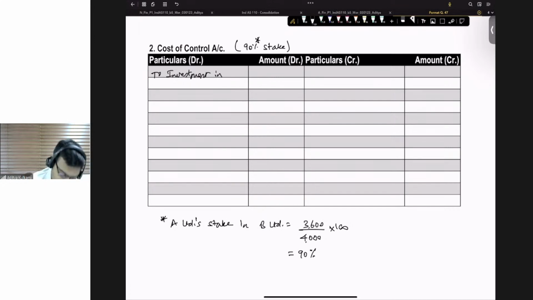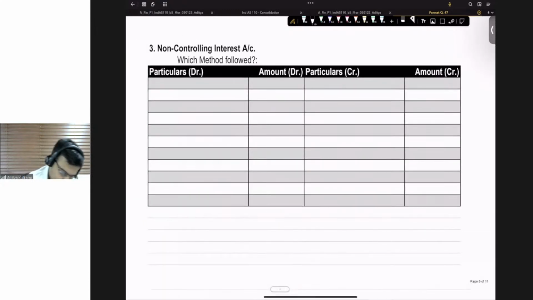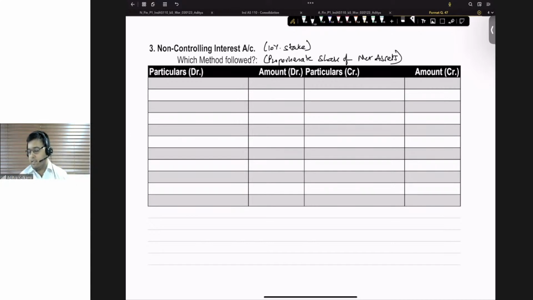So to investment in B Limited. What is the value? 39,000. Okay. So all assets, liabilities, equity, reserves of the parent are recorded. Now we proceed to eliminate the same for the subsidiary. So NCI stake is 10%. Fair value is not given. So proportionate share of net assets. This is the method we have to follow, no other options.